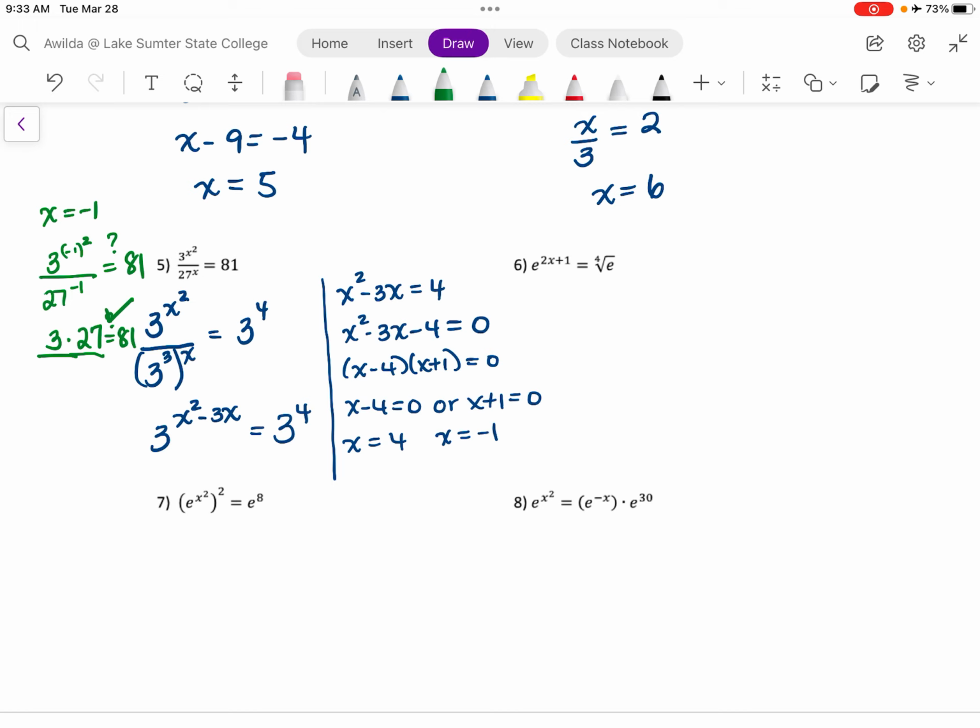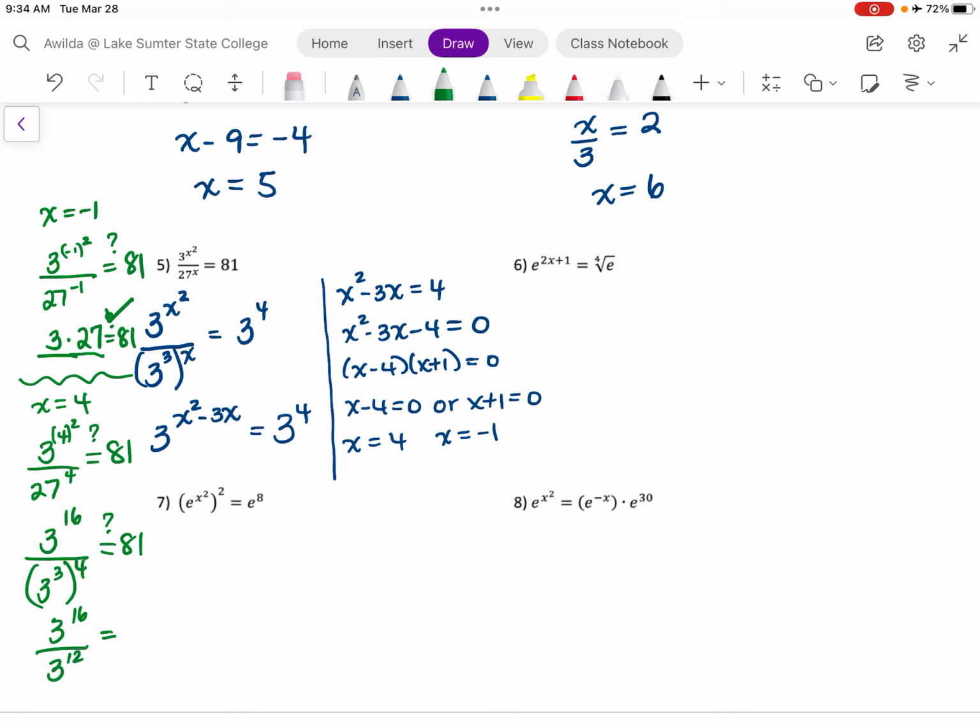Secondly, when x equals 4, let's just make sure that we are convinced that is a true solution. When x is 4, we have 3 to the 4 squared power over 27 to the 4th power, and that is supposed to equal 81. So let's see, 3 to the 16th power over 27 is 3 cubed, and that's going to be raised to the 4th power. It's looking good because this is 3 to the 16 over 3 to the 12, and that's going to become 3 to the 4th, which indeed does equal 81.